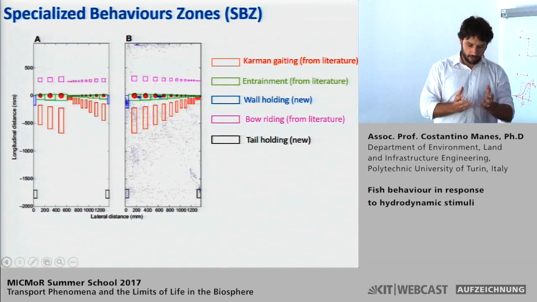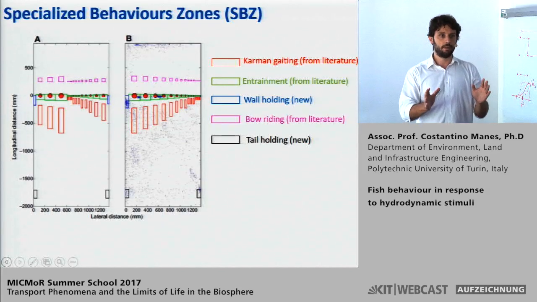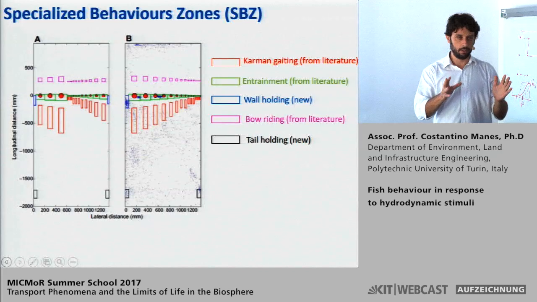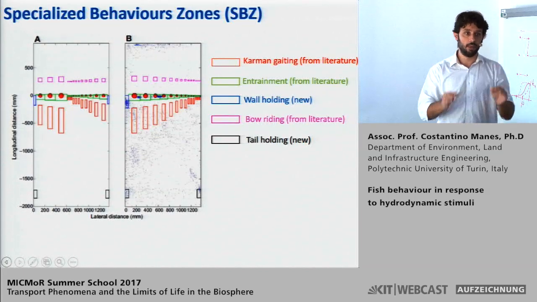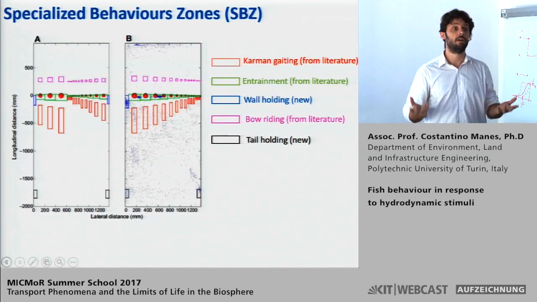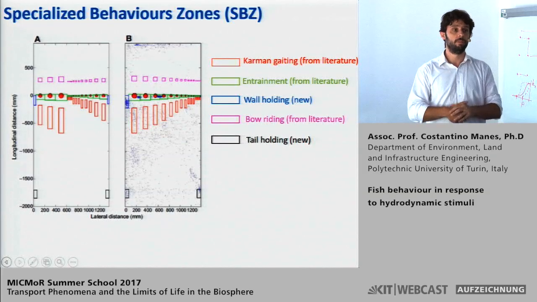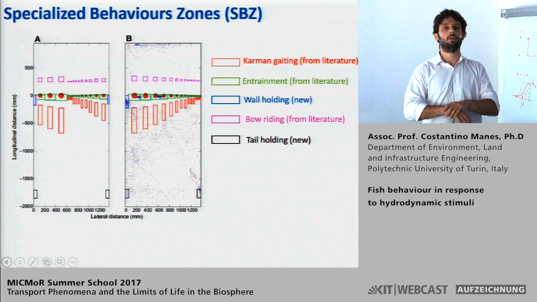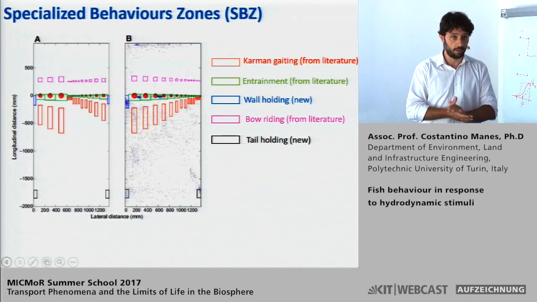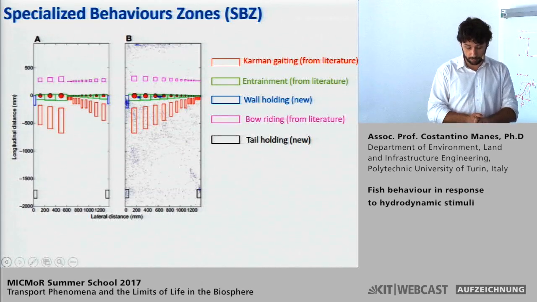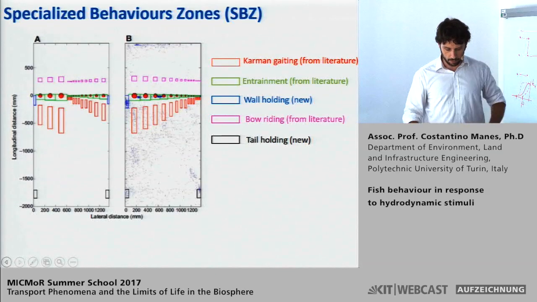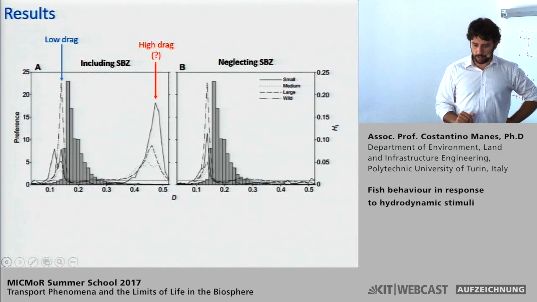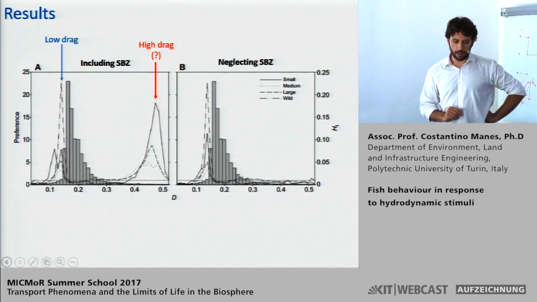Again, just to summarize, we have hydrodynamically complex environments. We could classify them with velocity measurements. We put fish inside, and we observed fish movements within this test section. We now have a tool to quantify the preference expressed by the fish for different locations. And these are the results we got for the drag function.